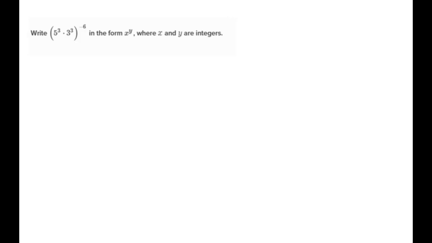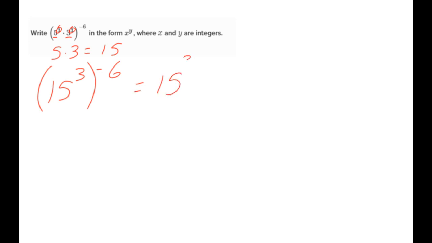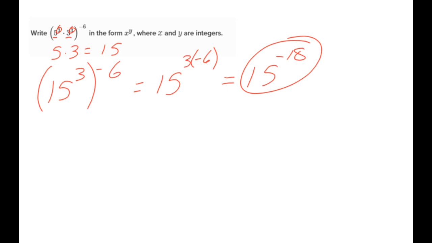Here, the bases are different. The exponents are the same. Because of that, I can multiply my 5 and my 3 to get 15. I keep it to the same exponent, which in both problems was 3. This is 3, this is 3. And then now that is going to be to the negative 6th power. And remember, that is equal to 15 to the 3 times negative 6. Power to a power, I multiply exponents. That will equal 15 to the negative 18th power. All right, let's move on.